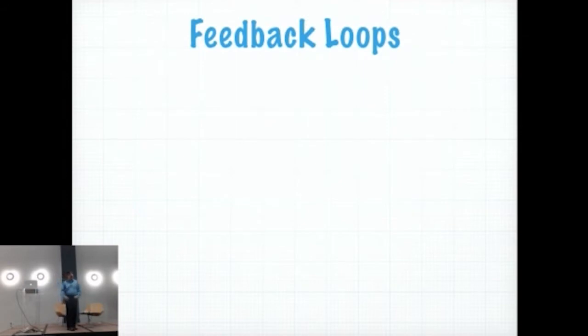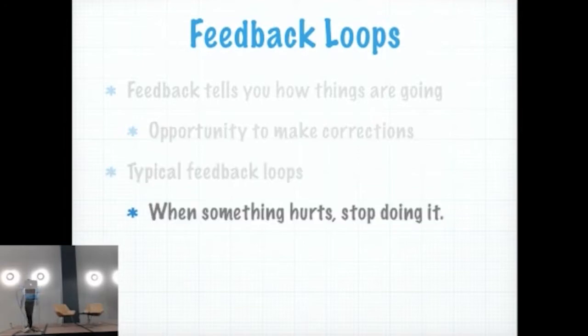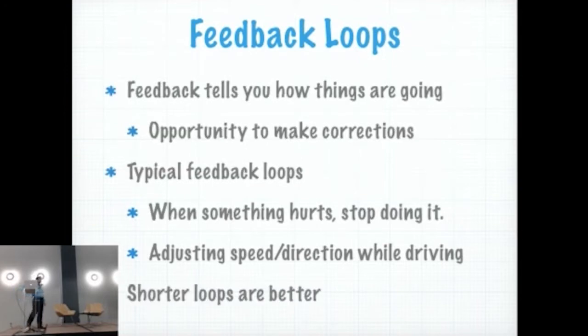So this is all based on feedback loops. Right? Being efficient is getting feedback. So feedback tells you how things are going. Right? It gives you a chance to make corrections. Right? We're doing this, and maybe we can do a little better. One of the typical feedback loops is, right, I'm doing something and it hurts, so I want to stop. Or when you're driving, you're getting feedback, I'm getting too close to the car in front of me, or I'm getting to the edge of the road, I need to adjust my steering. So because of that, shorter loops are better, right? The more often you've got a chance to change things, the easier it is and less chance you're going to get in trouble.